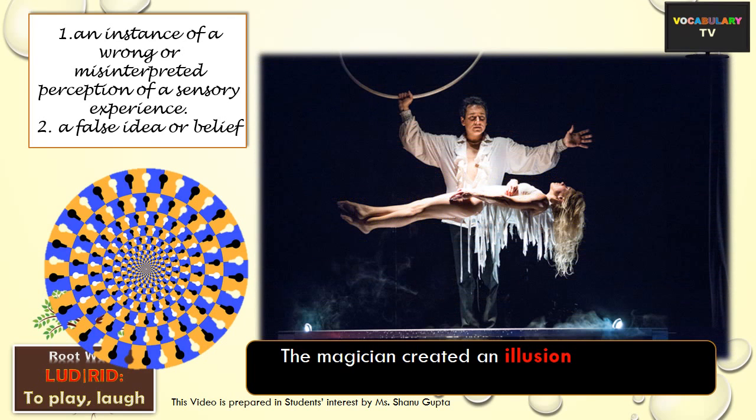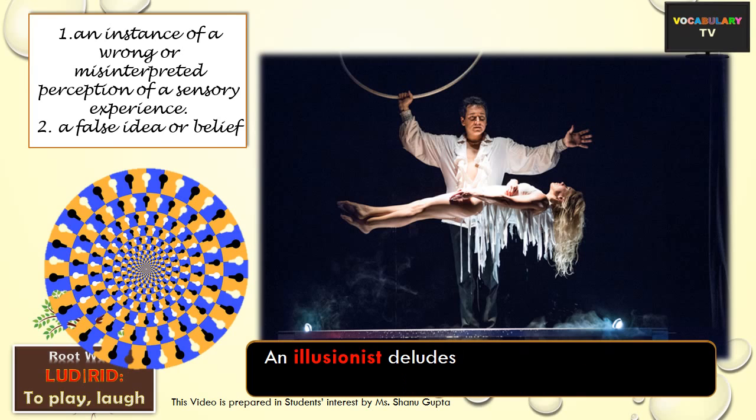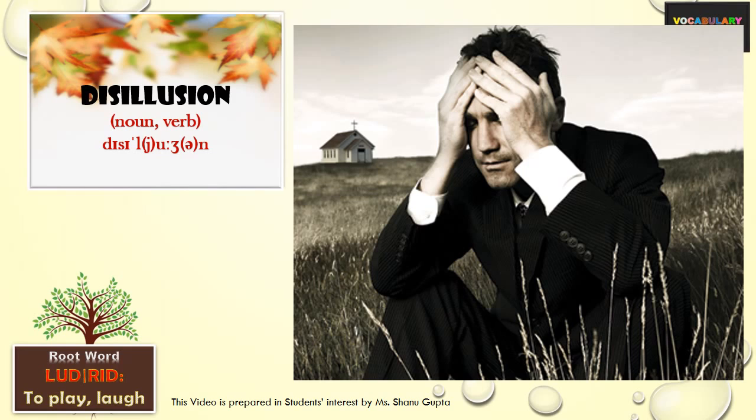Similarly, the magician has created an illusion of the body floating in thin air. One who creates such illusions is known as an illusionist. An illusionist deludes the audience into believing things that are not true, though the word can also be used for a false idea or belief that someone holds. When such illusion or the false belief that one holds breaks, one becomes disillusioned.